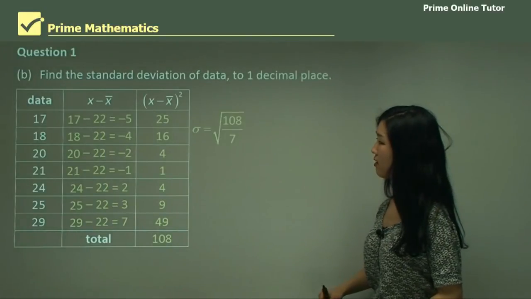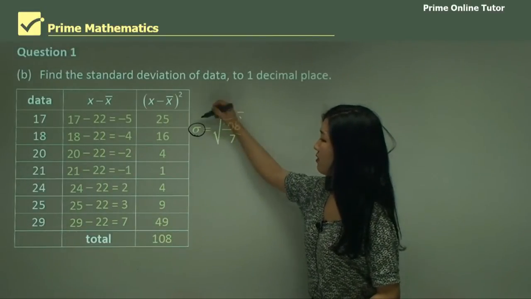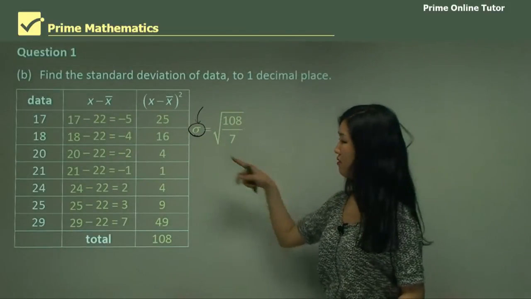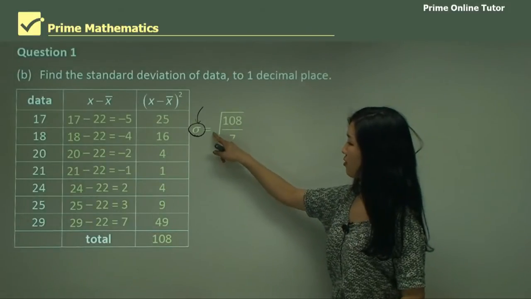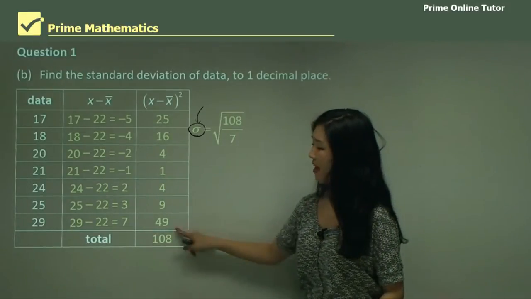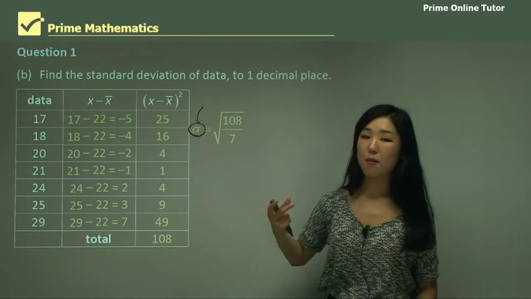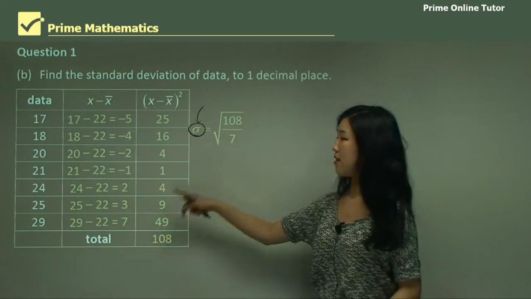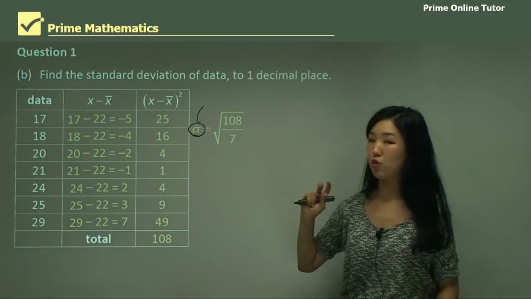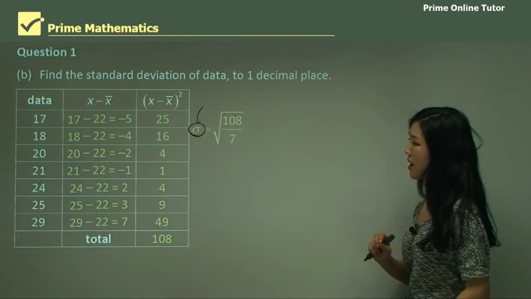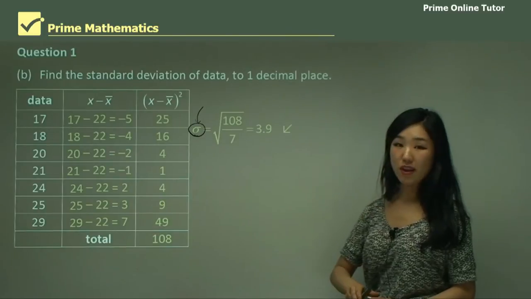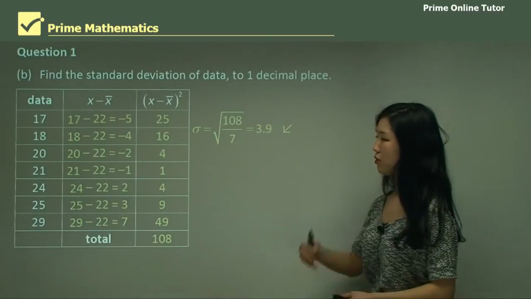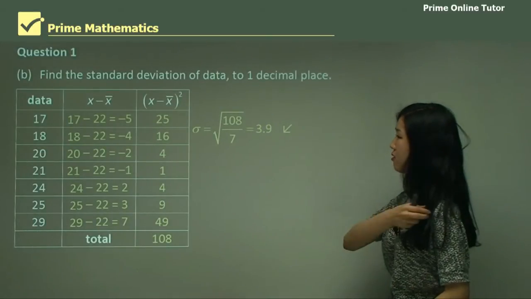Now this is the symbol for standard deviation. This is the mean, this is the standard deviation. Make sure you can identify that symbol. The standard deviation is always the square root of the total divided by how many scores. Like the mean, we divide it by how many scores we have. We have 7 scores, so you divide by 7, and then make sure you square root it. That should give you a value of 3.9. Have a good look at that one. Make sure you memorize that method, because that's how you do it by hand.